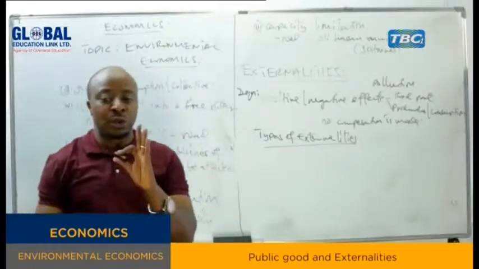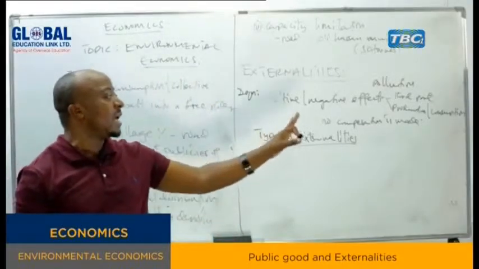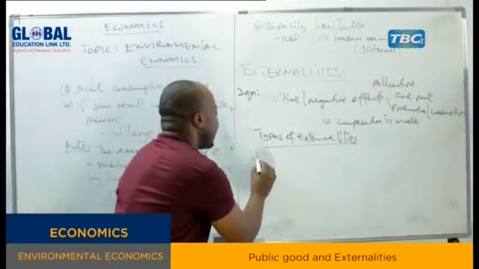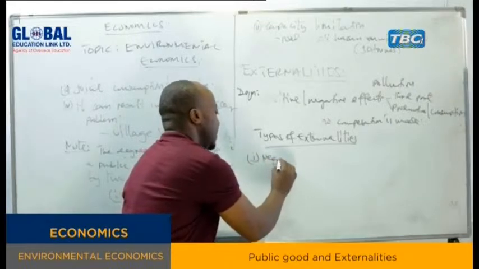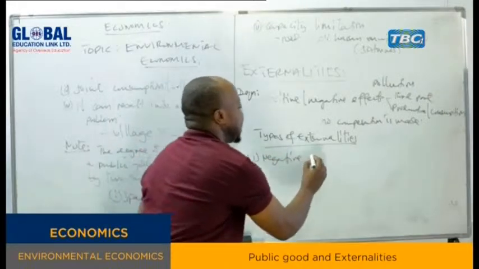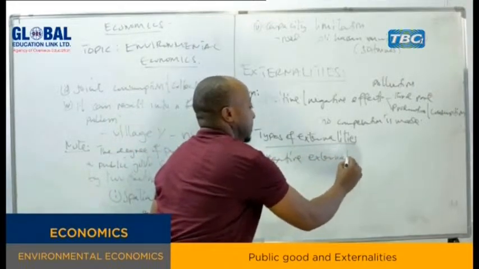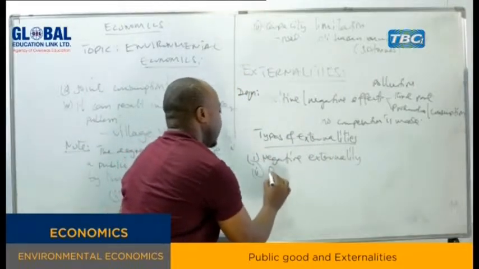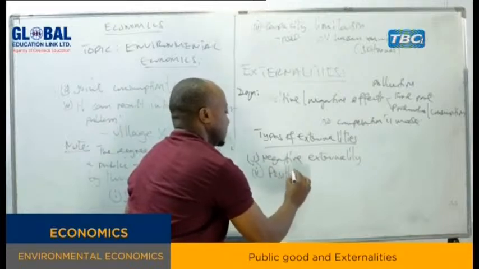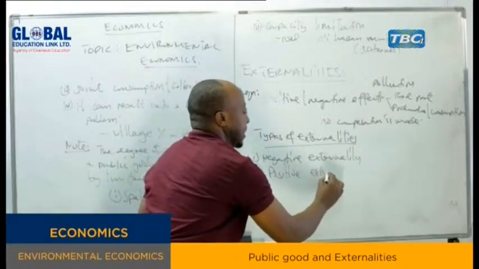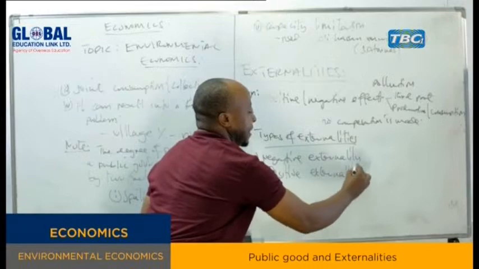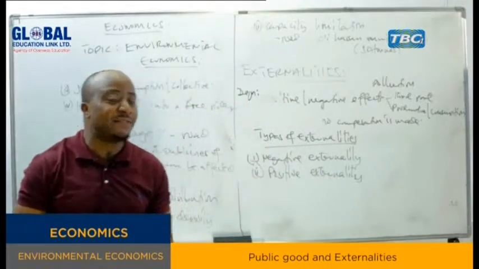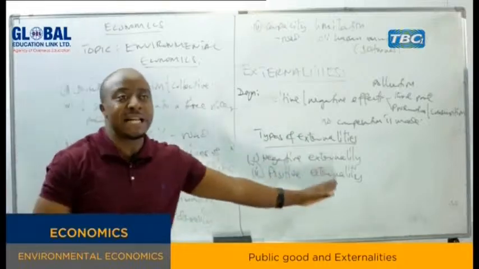Now, generally, we have two types of externalities, depending on the effect. Number one, we have the so-called negative externality, and we have positive externality. If the third party is affected negatively, then we say that is negative externality.